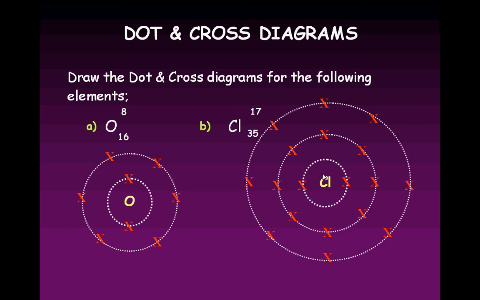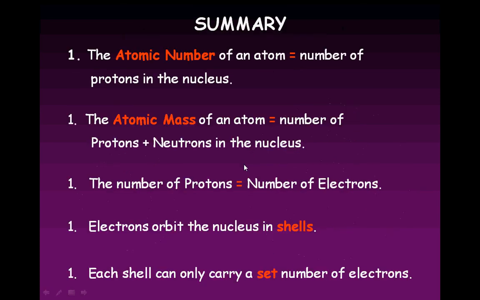Chlorine, obviously a little more complicated: 17 protons and 18 neutrons for a mass of 35. And since the proton number, positive, is 17, the electron number is also going to be 17. 2 go in the first, 8 go in the second, and 7 go in the third. So that third one's almost full in this atom.